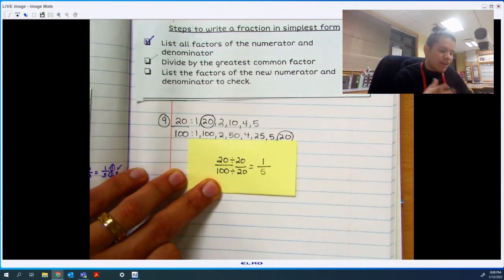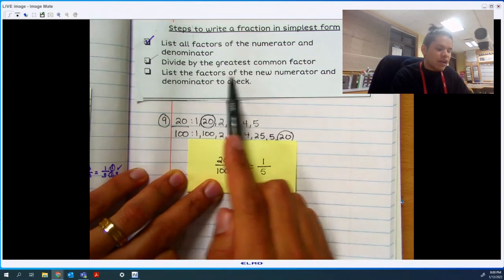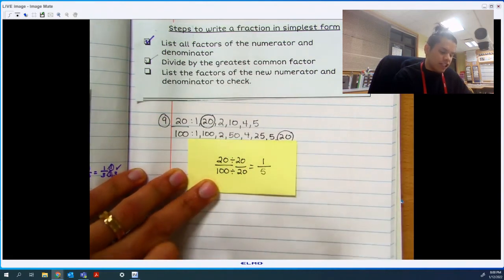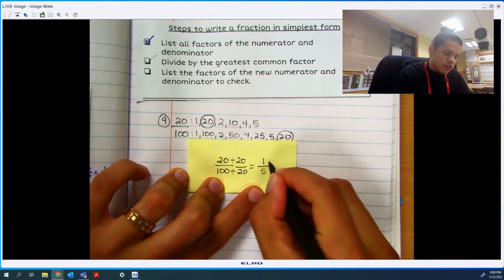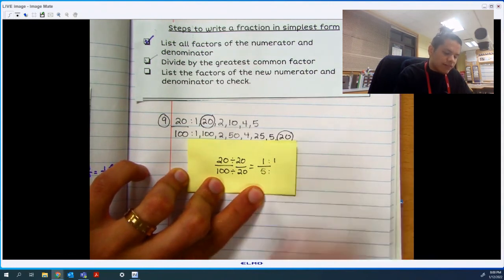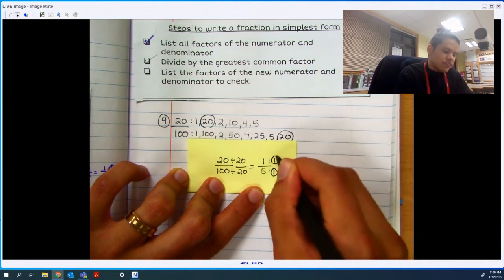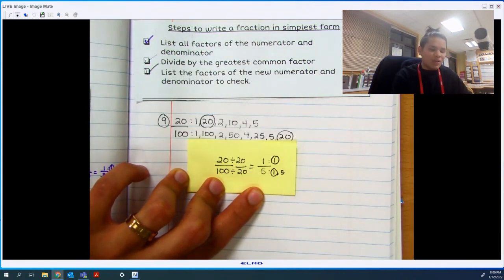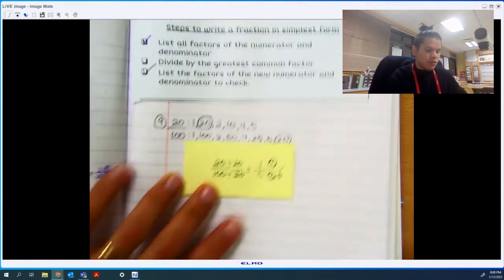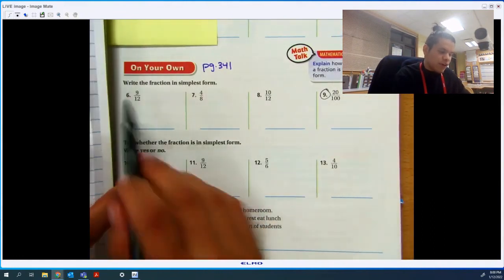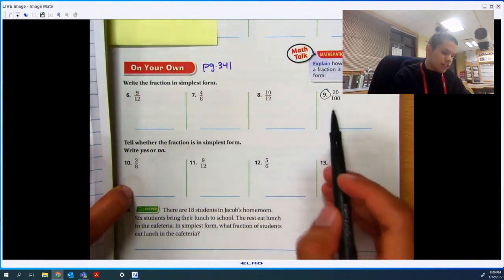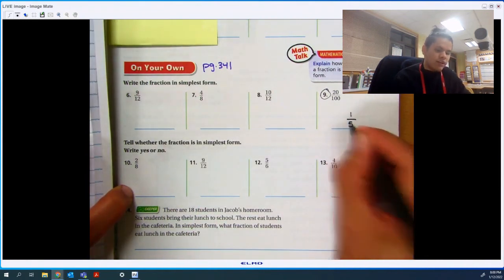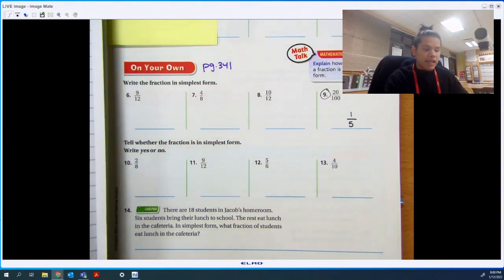We have done that. Finally, we need to list the factors of the new numerator and denominator to check. So, the factors of 1 are just 1. The factors of 5 are 1 and 5. Circle your greatest common factor. And if our greatest common factor is 1, we know that we did this correctly. So, when we write the fraction in simplest form, 20 hundredths, the fraction is 1/5. Remember, today you were writing fractions in simplest form.